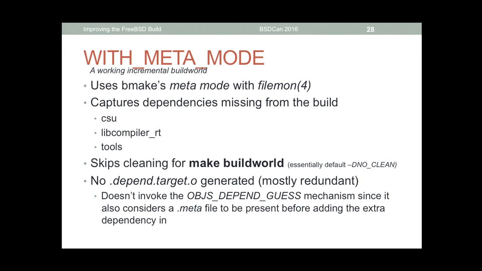So for this build mode, in build world, it always skips the clean tree walk. It keeps your objects around. Using -DNOCLEAN won't do anything. There is no -DCLEAN either. So if you really want to clean the build objects, you can do make clean world, and that'll clean out what you already have. This disables the fast depend feature. It just doesn't generate any depend files because the data is already captured in the meta files with FileMon. They're really just not needed. I mentioned earlier with the objects depend guess feature that it only adds those dependencies in if there's no depend file already. And this also considers whether there's a meta file.